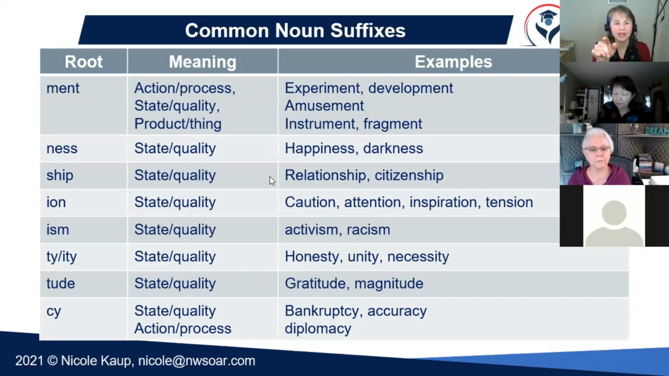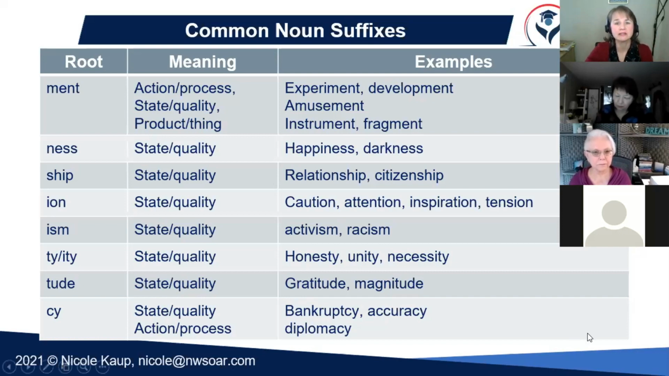For those first few up there, the new word's meaning is an action or a process, like experiment, or a state or a quality. You can also use ment with a different meaning, where it makes it a product or a thing, like an instrument or fragment. So occasionally these suffixes can have more than one different function. You notice the third line, instrument and fragment, are actually a completely different idea than the first ones of experiment and development.